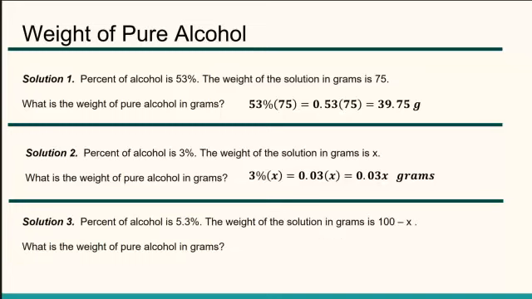Solution 3. Let's say that we have the percent of alcohol as 5.3%. The weight of the solution in grams is 100 minus x. What's the weight of pure alcohol in grams? You'll just take that 5.3%, multiply it by 100 minus x, that entire quantity. I've got to change that percent to a decimal so I can work with it. So I would change that to 0.053 and then multiply it by the quantity 100 minus x.